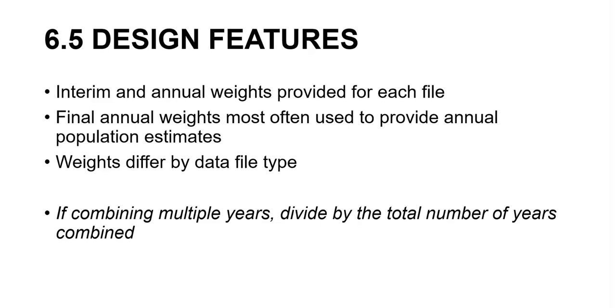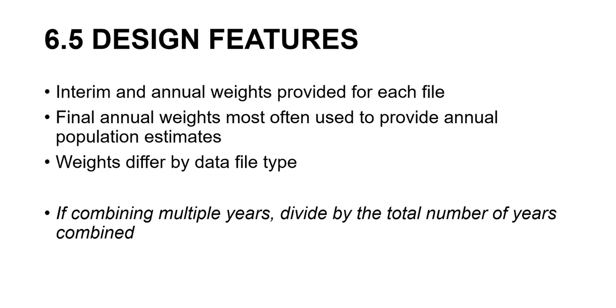For complex sample designs, you also have to include a weight, and the NHIS provides interim and annual weights for each survey file. The final annual weights are most often used to provide annual population estimates. Because you cannot survey everyone in the country across the entire year, there's an interval weight included, so you can use half of the year's data file. But from my experience, you only typically use the annual weights and the annual data files.